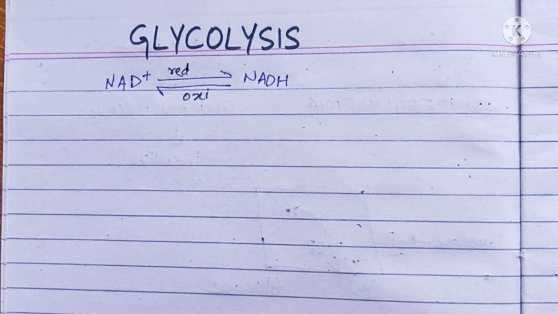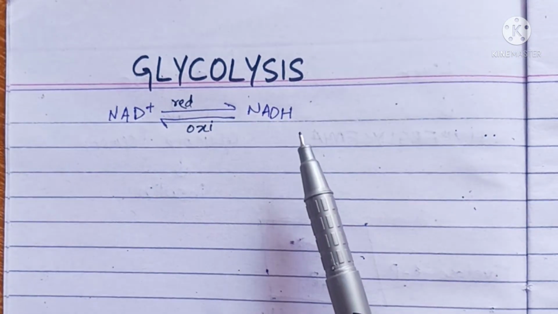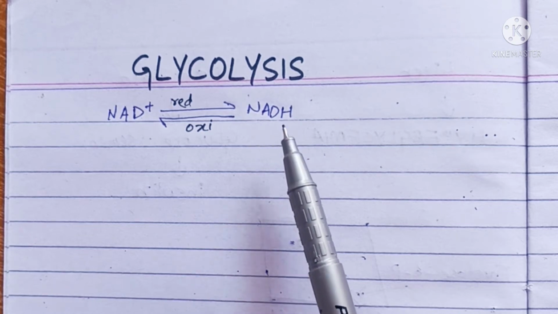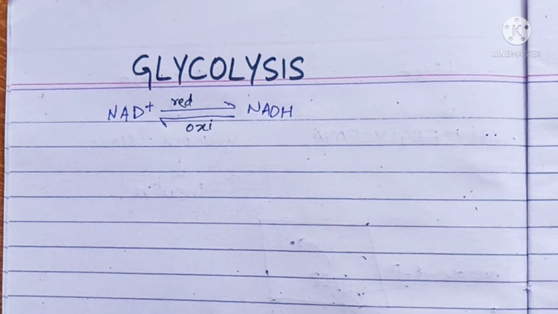In this video, we are going to continue the process of glycolysis. A few things that you need to know before we study the further steps of glycolysis are: firstly, whenever there is oxidation or reduction of NAD positive and NADH, which means when hydrogen is added to NAD positive and it is reduced into NADH, or when hydrogen is removed from NADH and it is oxidized into NAD positive, the enzyme which is used is dehydrogenase.